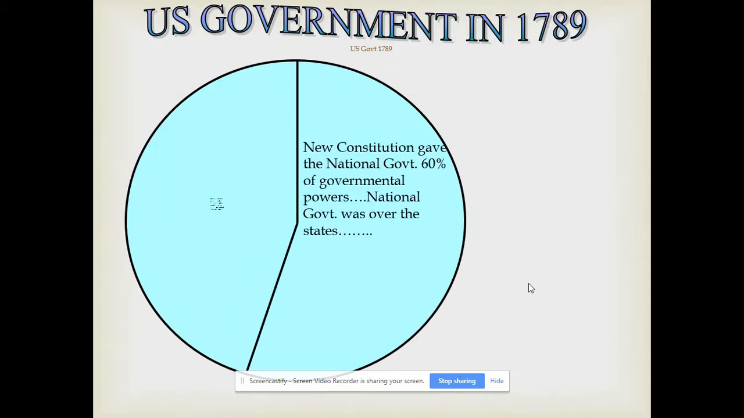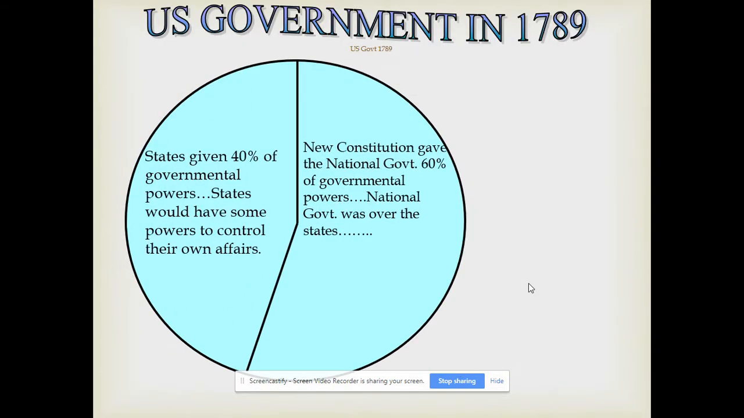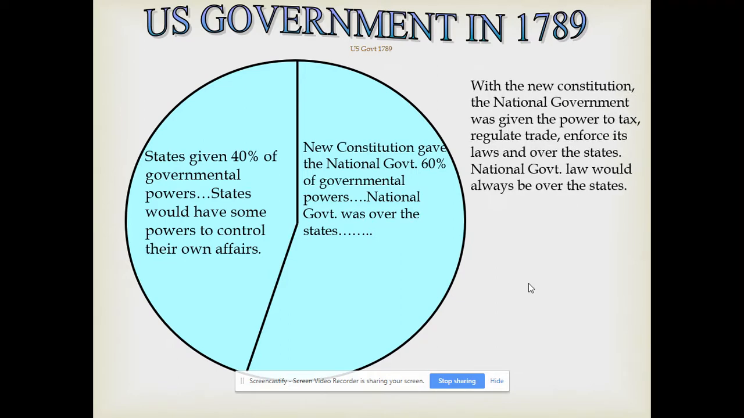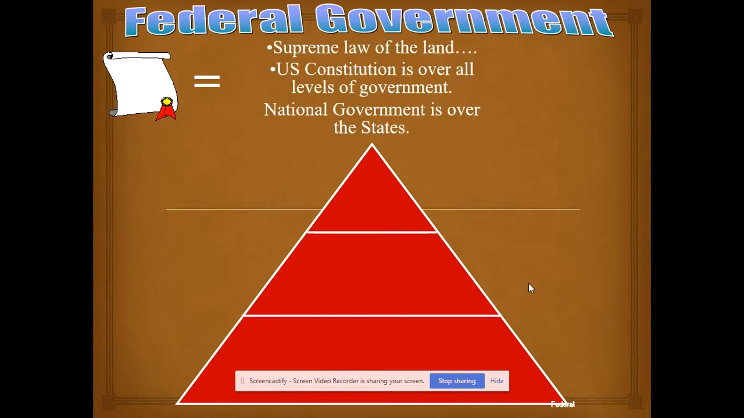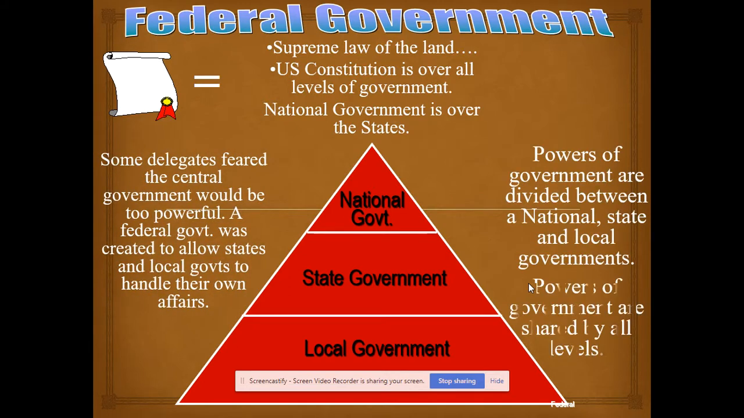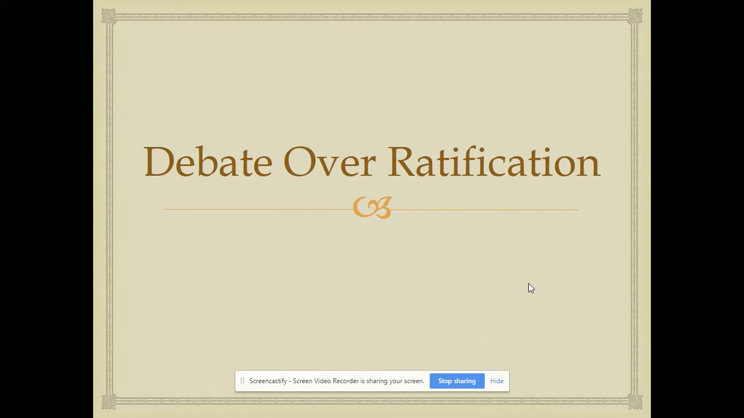All right, so instead of 80% state power and 20% federal power, as when the Constitution was originally created, now you have about 60% in the federal government's hands, and about 40% of the power held by the states. That's going to ebb and flow throughout U.S. history. Okay, so if you ever take government class, you'll talk about the three levels of government: national, state, local. Okay. So debate over ratification.